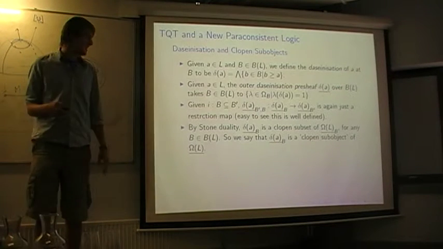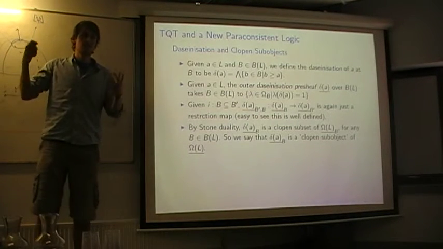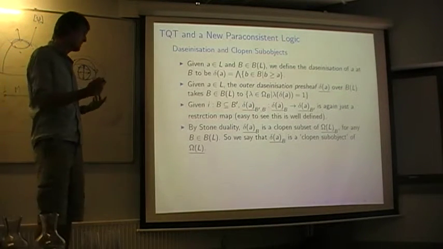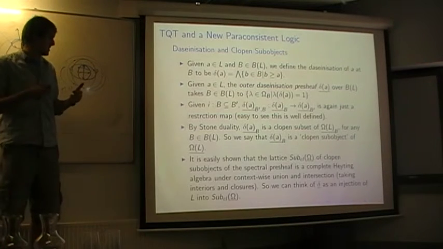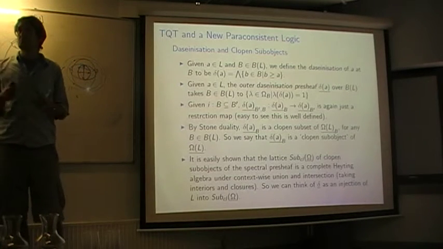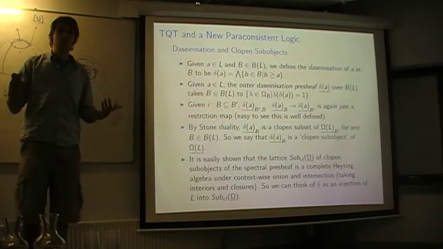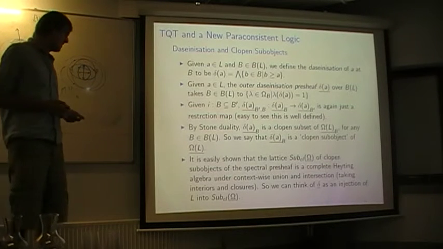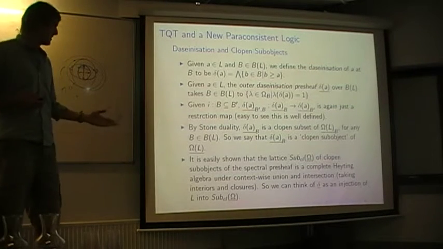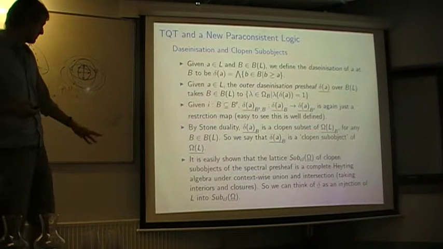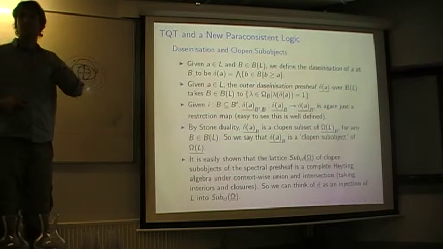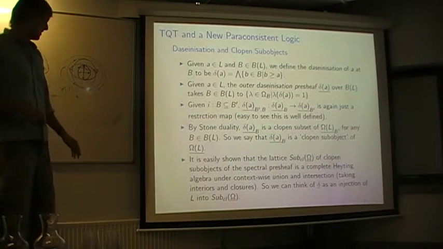And so by Stone duality, at any B, the set that delta of A gives you at B is a clopen subset of the Stone space of B. So you generalize this and say that any of these presheaves corresponding to A, any of these daseinization presheaves, is what you call a clopen subobject of the spectral presheaf. So it gives you a clopen subset everywhere. Now it's been shown by Andreas and Chris and others, as one of the basic theorems, that this is a complete Heyting algebra under natural operations. So you basically take context-wise intersections and close them under the topological operations.